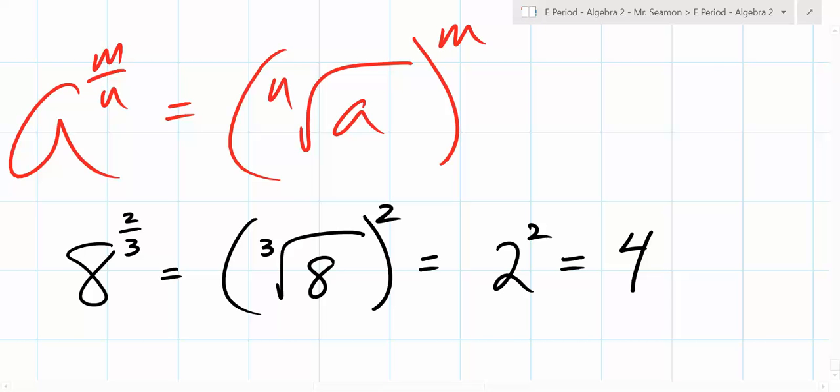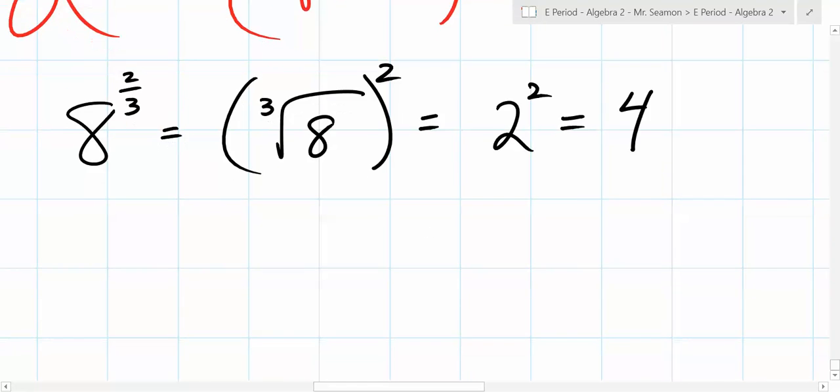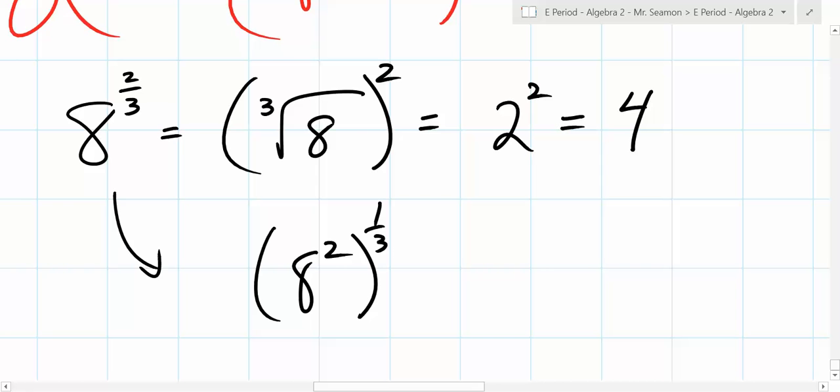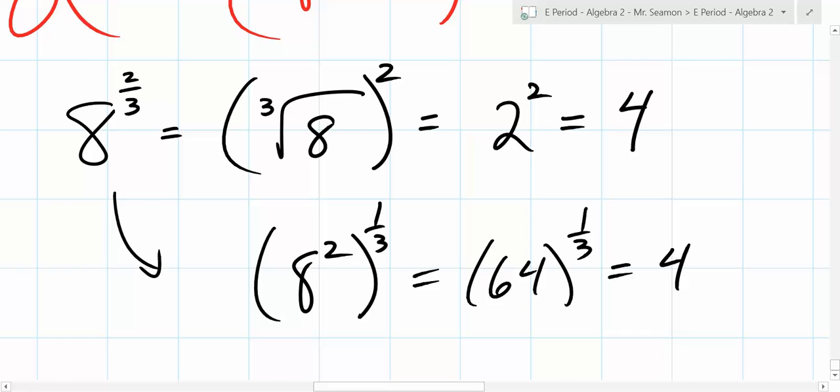The way I asked a really good question was, could you do it in a different way? You could, if you wanted to. You could do it as 8 squared to the 1/3. Right? Because what is 2 times 1/3? 2/3, right? Well, what's 8 squared? 64. So you have 64 to the 1/3, and you know that equals 4. Here's the thing. Can I ask you a question about which path looks a little easier to deal with? The first path or the second path?